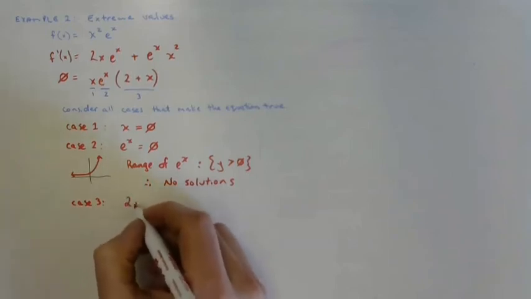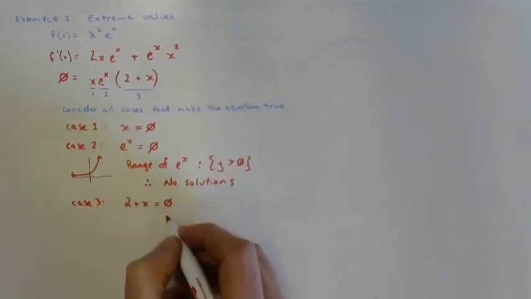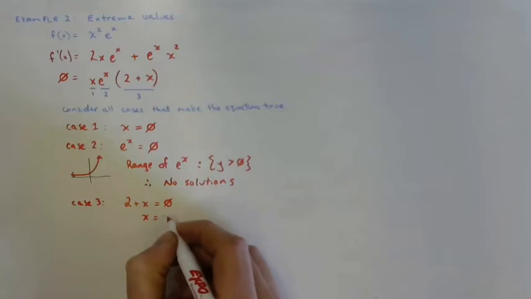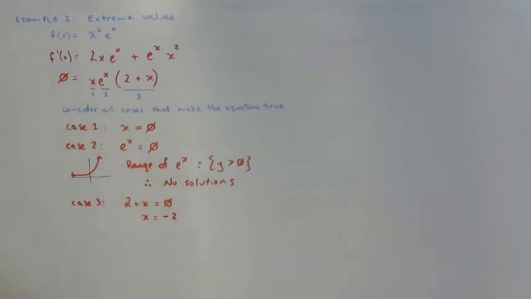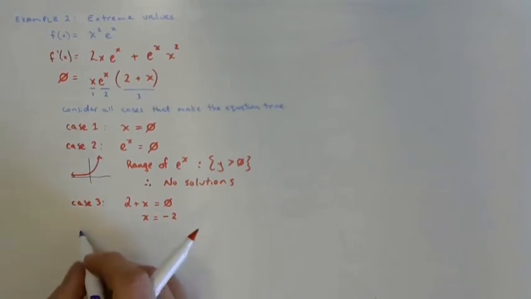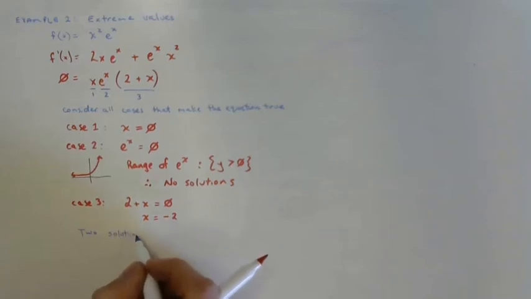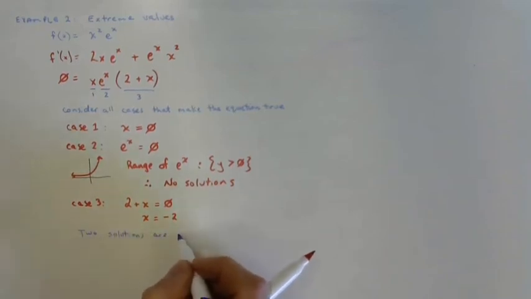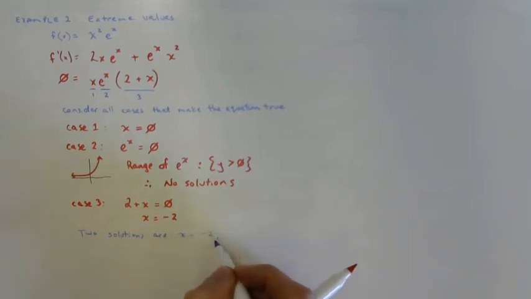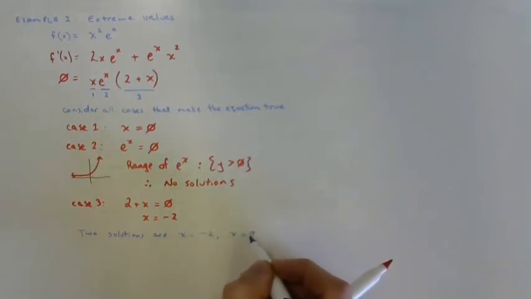Case 3 is where 2 plus x equals 0. Subtract 2 from both sides. x equals negative 2. Okay, so we found our 2 solutions. The solutions are x equals negative 2 and x equals 0.